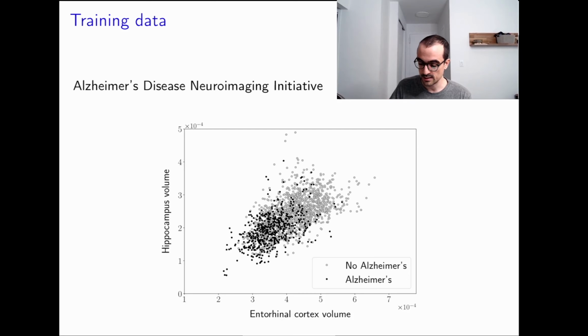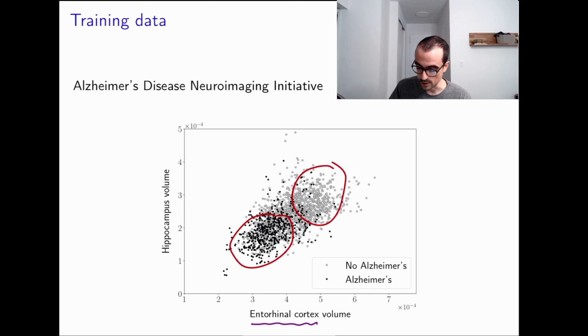Here we're showing the volume of the hippocampus and of another part of the brain called the entorhinal cortex, which is also related to dementia and Alzheimer's. What we see here is that the black points are patients with Alzheimer's, and the light gray points are patients that do not have Alzheimer's. Patients with Alzheimer's tend to have smaller hippocampi relative to their brain volume, and the patients that do not have Alzheimer's have larger hippocampi and larger entorhinal cortices. I don't know what the plural of cortex is, to be honest.